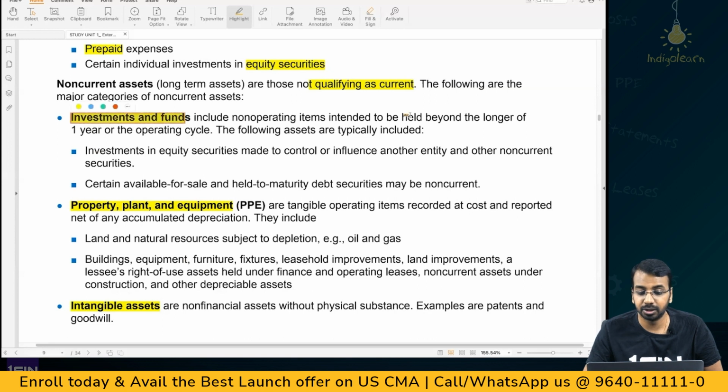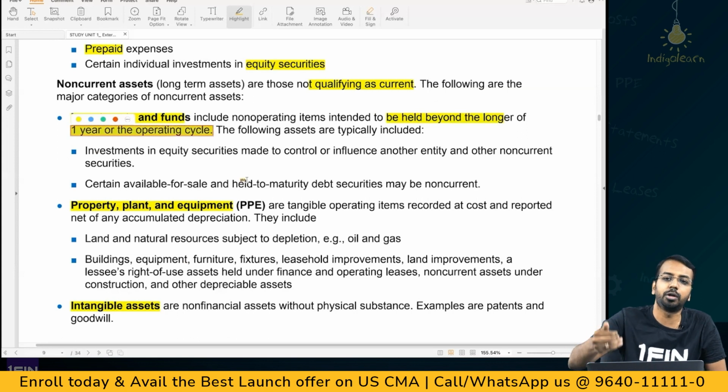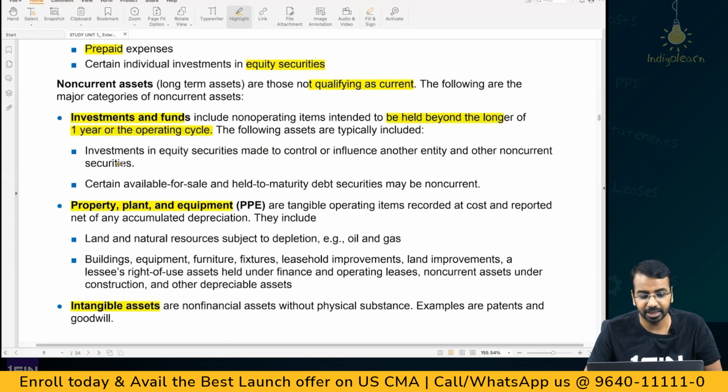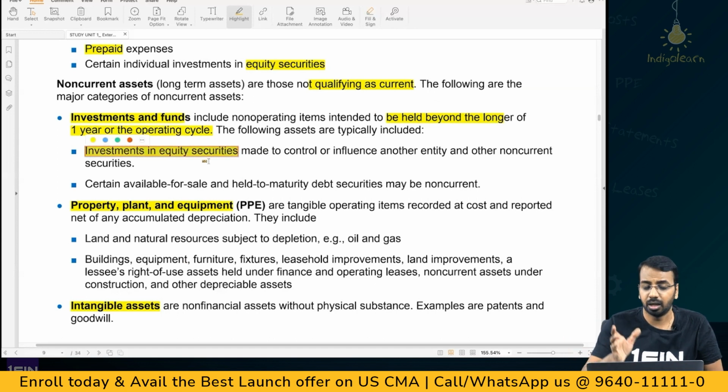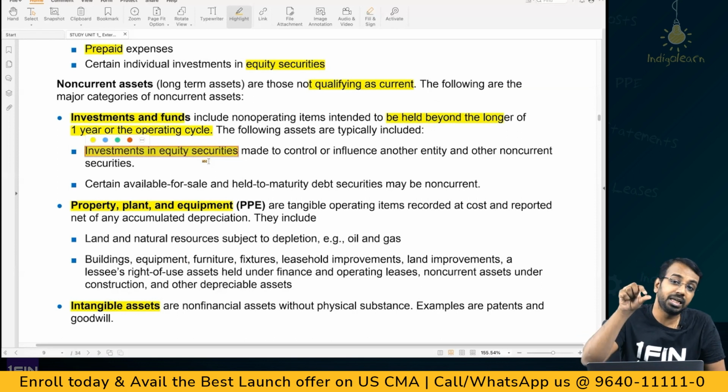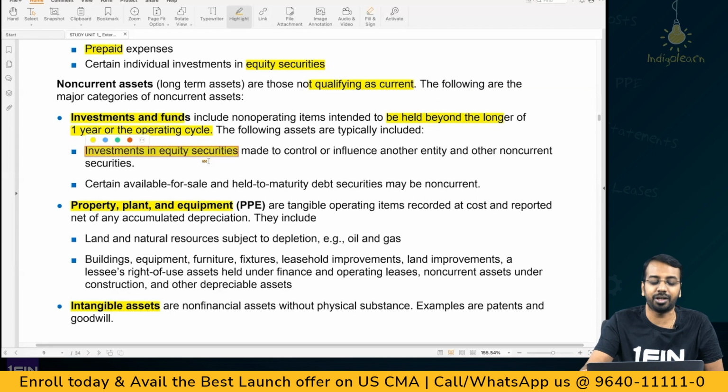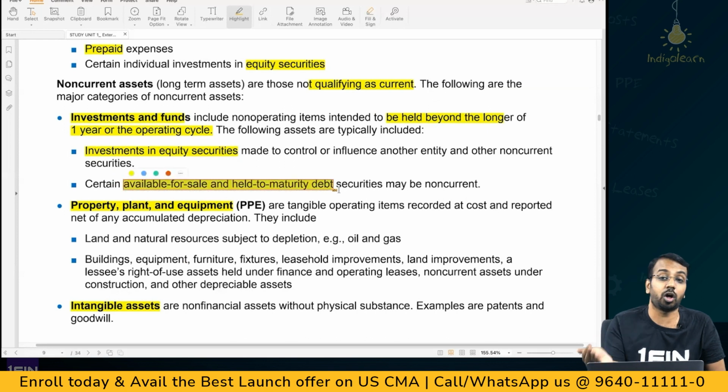Then investments and funds which are intended to be held beyond the longer of one year or the operating cycle. Something which we intend to hold beyond one year, like investment in equity securities of another entity. Don't worry about control and all of that; those aspects we'll discuss subsequently. Simply understand, if you have invested in equity securities, it is non-current. Then available for sale and held to maturity debt securities may be non-current depending on the criteria.